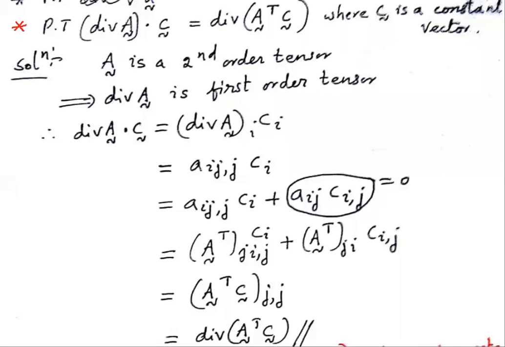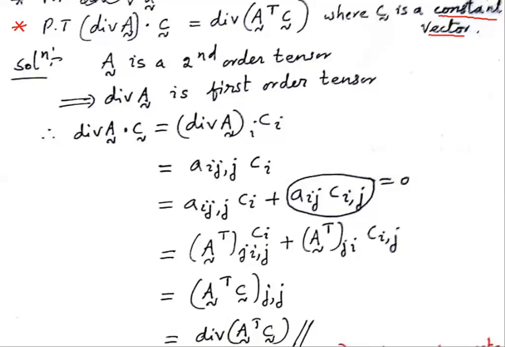Hello class, today let us prove one more identity: divergence of A dot C is equal to divergence of A transpose C, where C is a constant vector and capital A is a second order tensor.